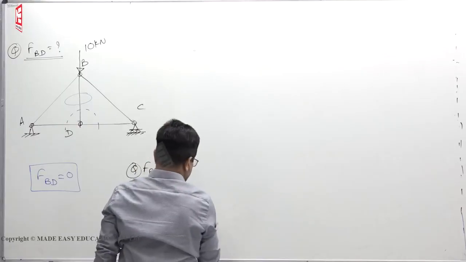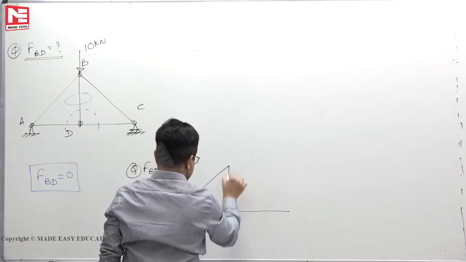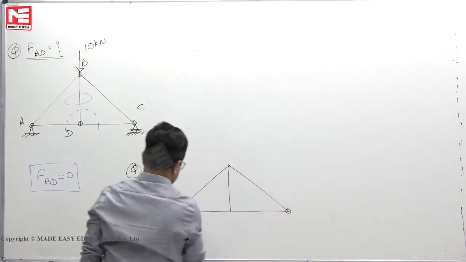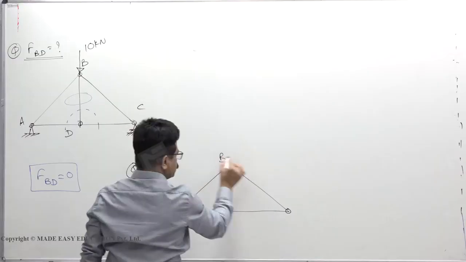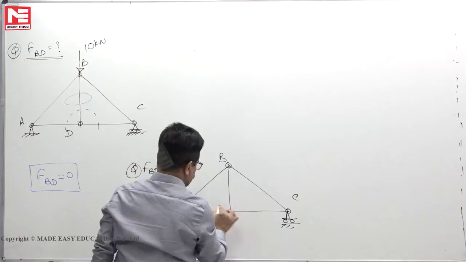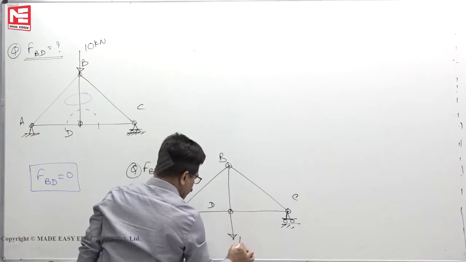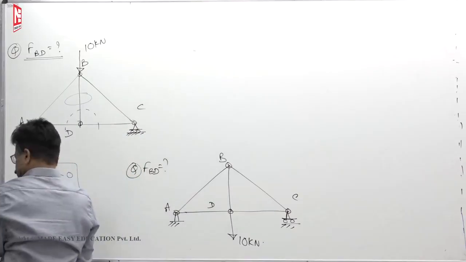Assume that we have the same truss. After some time, there is a load of 10 kilonewton coming here. Now what is the force in the member BD?